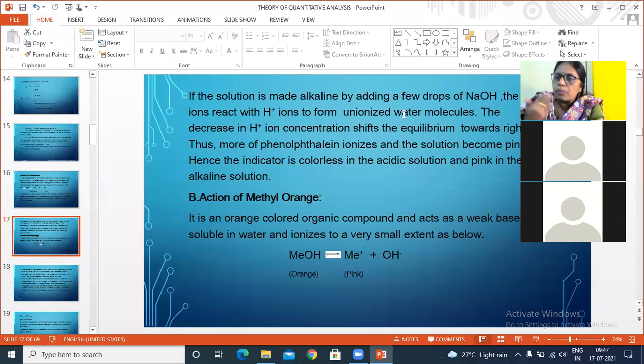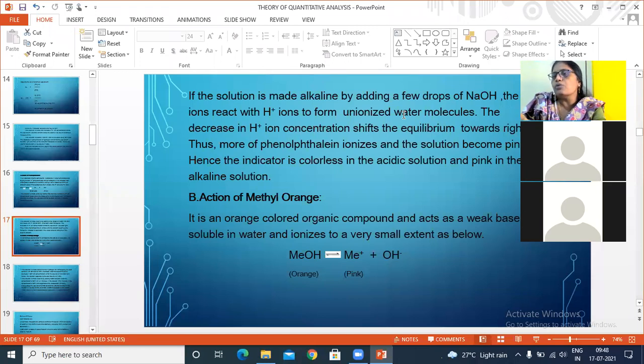So it needs more and more H plus ions to react with the OH minus ions already existing in the solution, because in the basic medium we have OH minus ions. To react with OH minus ions, we need a higher H plus ion concentration. So the forward reaction, the dissociation of the phenolphthalein indicator, is favored, because the concentration of H plus ions decreases as they react with OH minus ions.